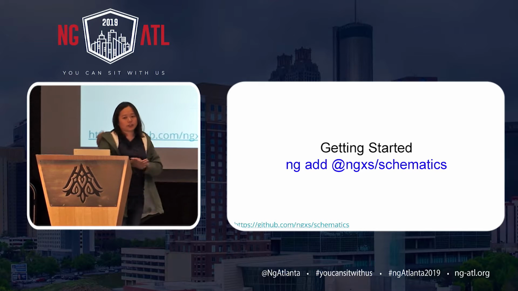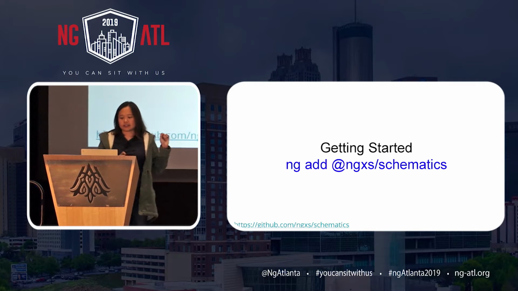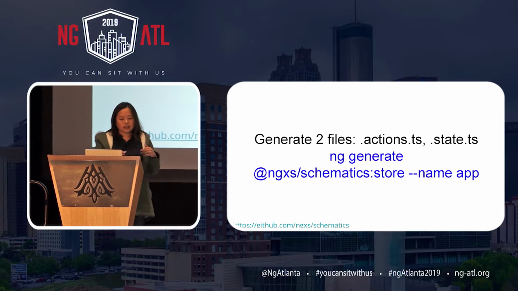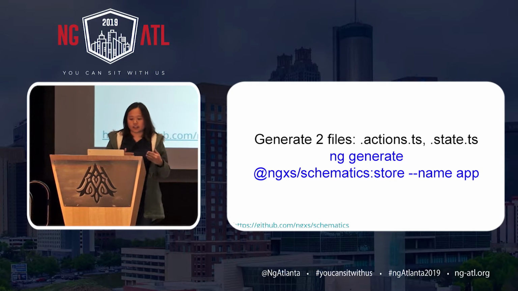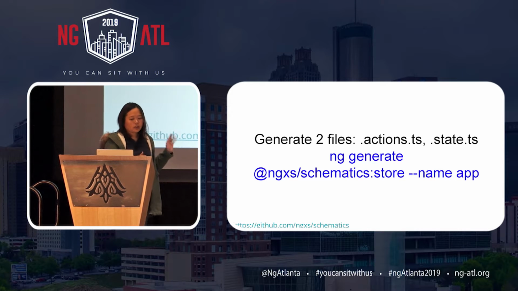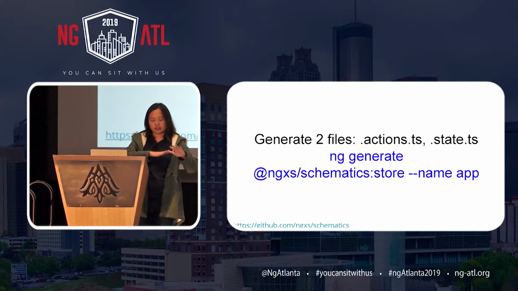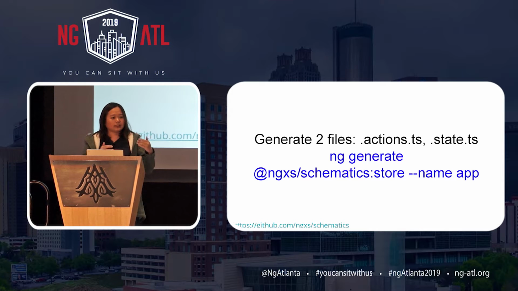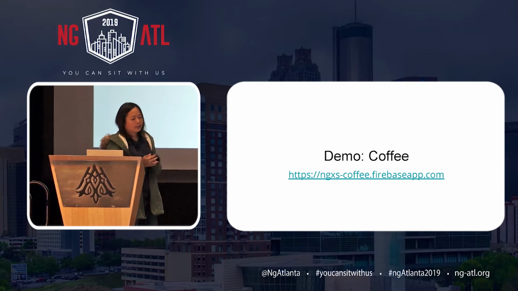Cool. So let's jump straight into the code. To get started with NgXS, it's very simple. They have a schematic, which you just need to run with ng add @ngxs/schematics. Then it will set up the project for you and install all the necessary dependencies. After that, you can run ng generate to generate the files that you need to get started with your state management. If you run the command that I show here, you generate the store, and it generates two files for you. At minimum, you need two files to get started with your state management in NgXS, which are the actions file and the state file. Later on, we will see what is inside an actions file and a state file.